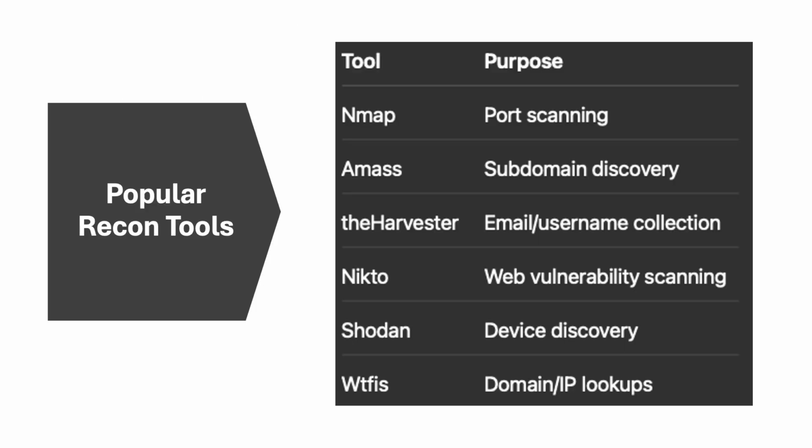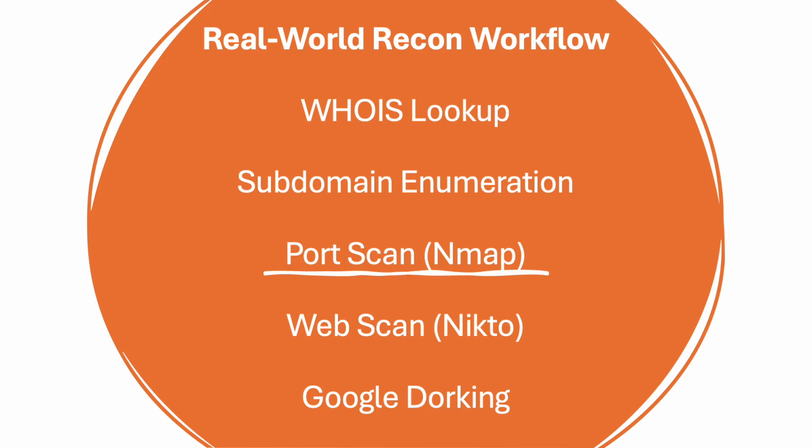Let's quickly summarize some of the best recon tools you can try. Nmap for port scanning, Amass for subdomain enumeration, WHOIS for domain IP info, theHarvester to find emails and usernames, Nikto for web server vulnerabilities, and finally Shodan, the search engine for exposed devices. You don't need to learn all of them at once. Start with two or three and practice in a safe environment.